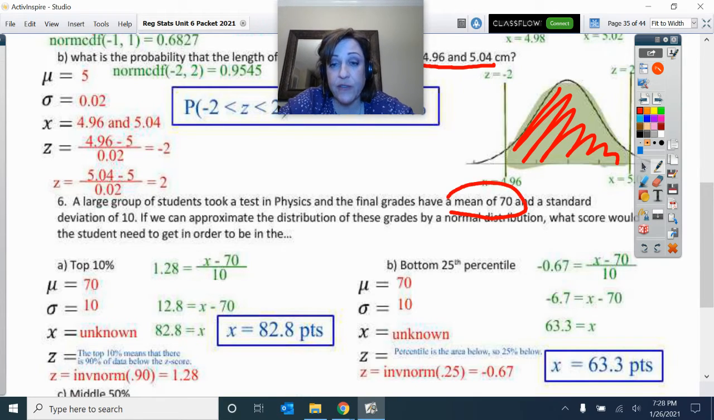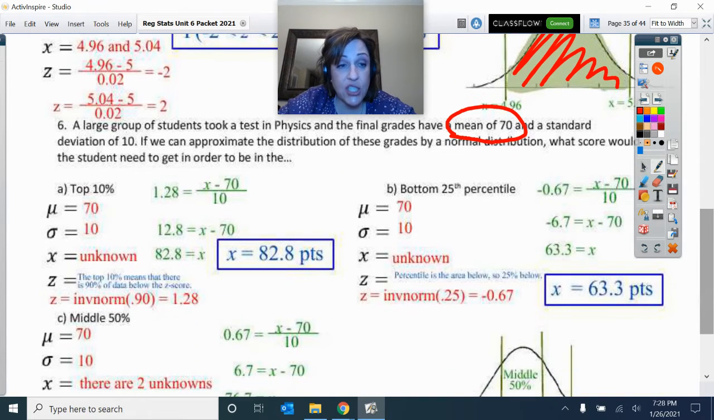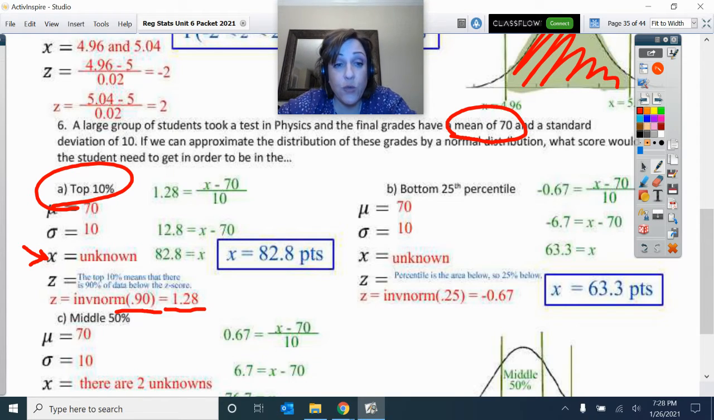All right, now here we are talking about this physics exam. It had an average of 70 with a standard deviation of 10. Okay, what grade did you have to get? This X is unknown, to be in the top 10%. If you're in the top 10%, then you have 90% below you. So you have inverse norm of 0.90. That's a z-score of 1.28, and then you put it into your z-score formula and solve the algebra for x. Okay, so you have to make it 82.8 to be in the top 10%.